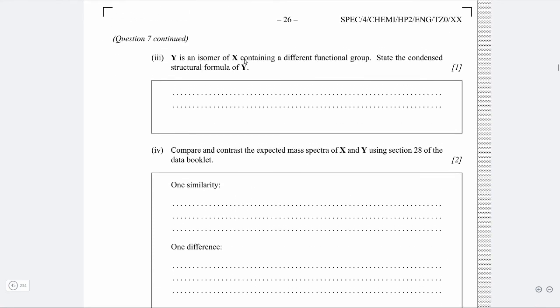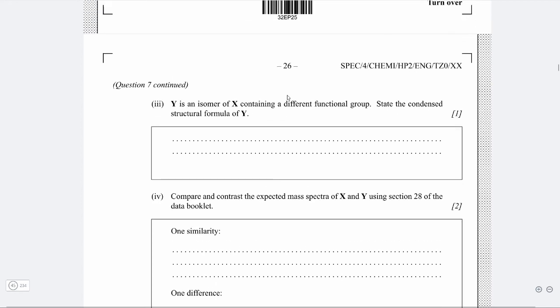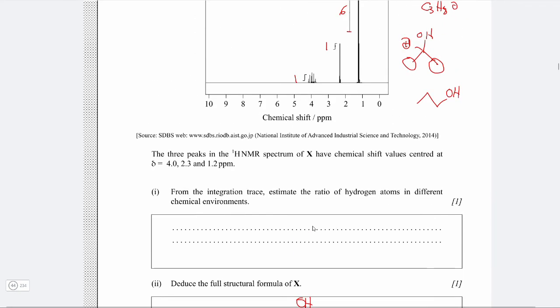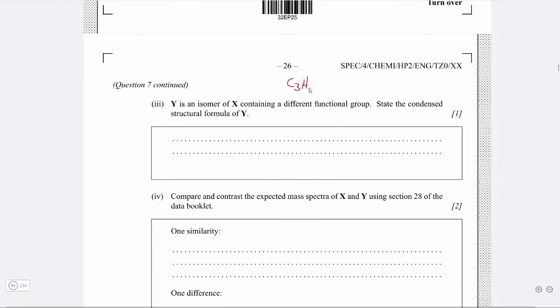Okay, Y is an isomer of X containing a different functional group. State the condensed structural formula of Y. Okay, isomer means that the molecular formula is the same. C3H. Oh, so what I'm thinking about right now is, let's see.